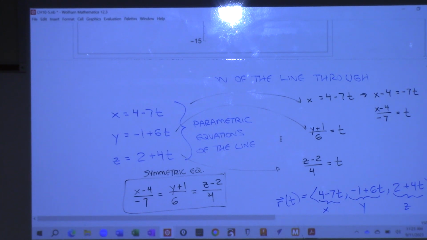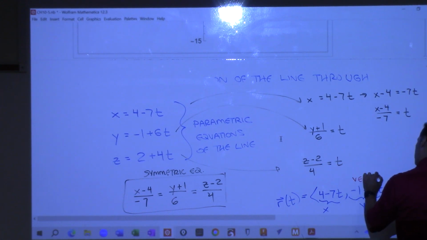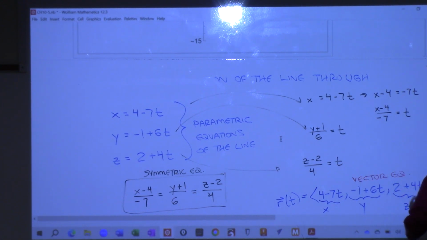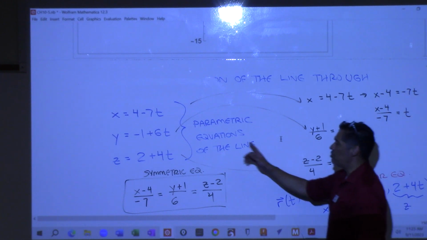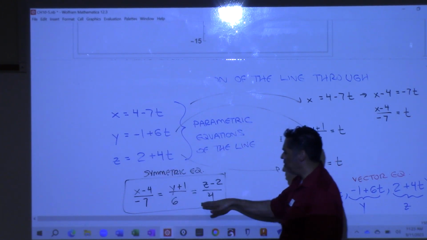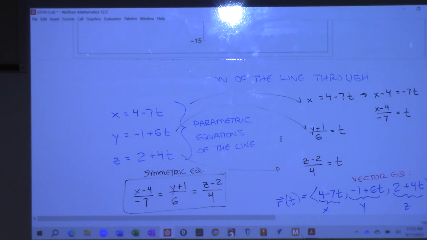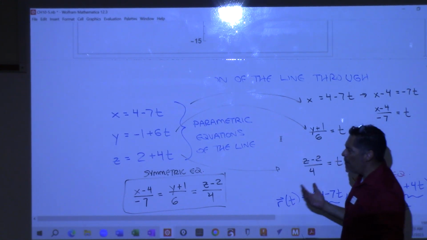So, yes? You said that one on the bottom right, that's the vector equation? Yep, this is the vector equation of the line. The vector equation of the line, the parametric equations of the line, and then the symmetric equation. And you're free to use whichever one you want. This is the one we're going to use mostly in here, but you just need to know that these exist. And they all have pros and cons.